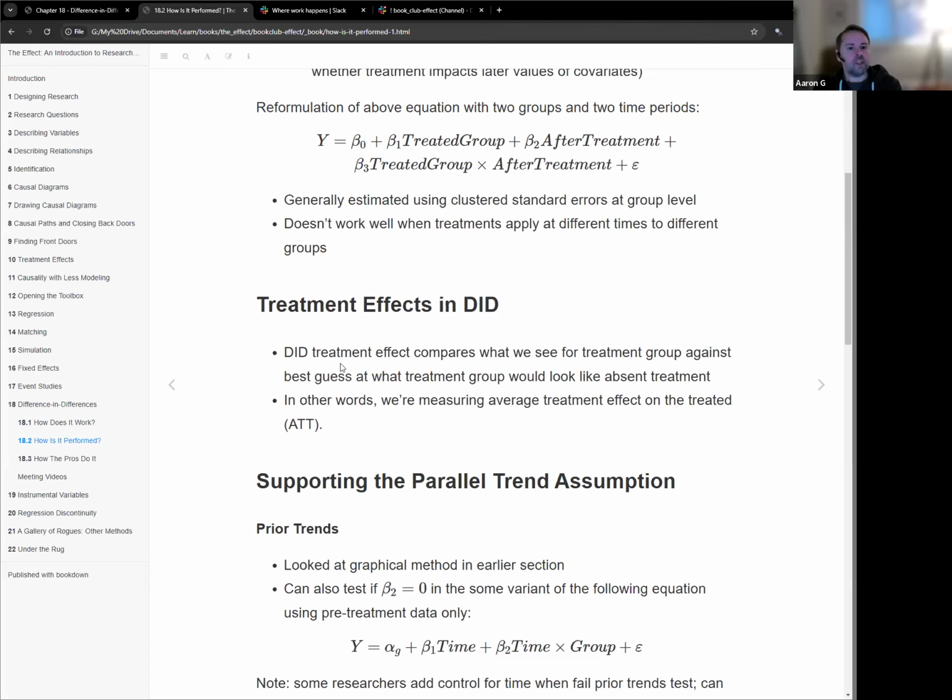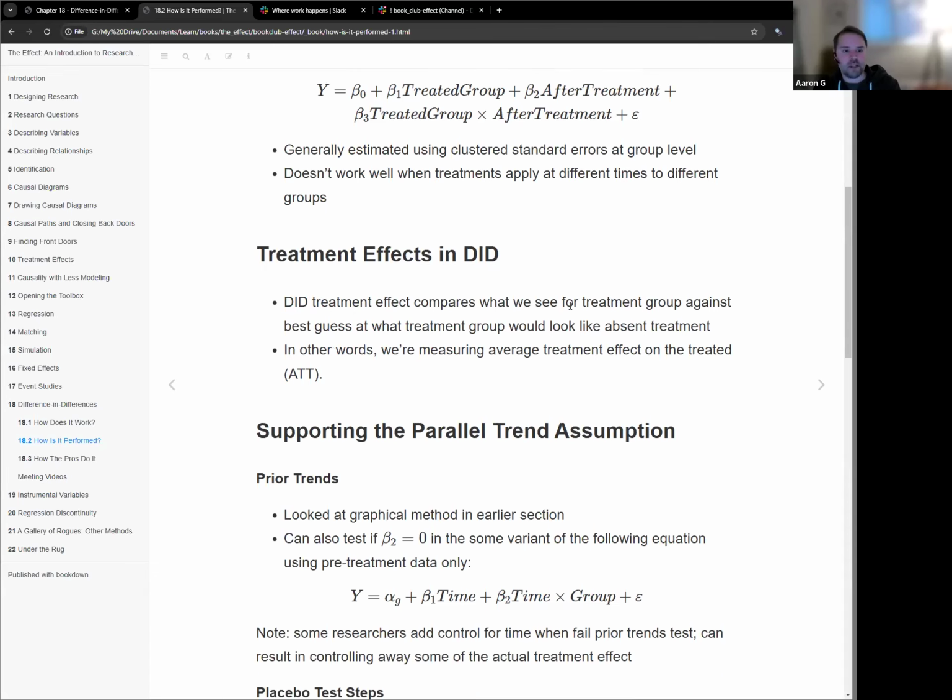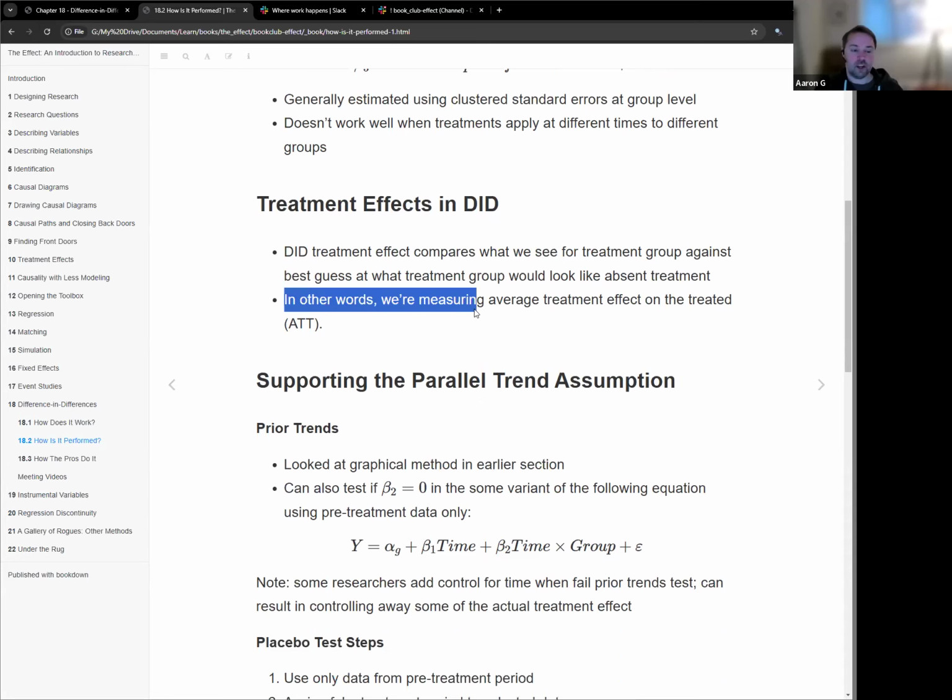Yeah, and so when we're doing a DID effect, what we're doing is we're capturing the average treatment effect on the treated. I know there's a variety of treatment effects that we've talked about in the past, right? But this is a common one that is measured, and that's what DID does. So just to call that out specifically as it was mentioned in the book.